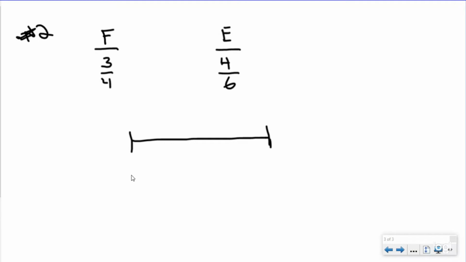So the first thing we want to do is make our wholes the same size, right? Rule number 1 for comparing fractions is that the whole has to be the same size. We talked about that last week, so I didn't spend a lot of time on it today.